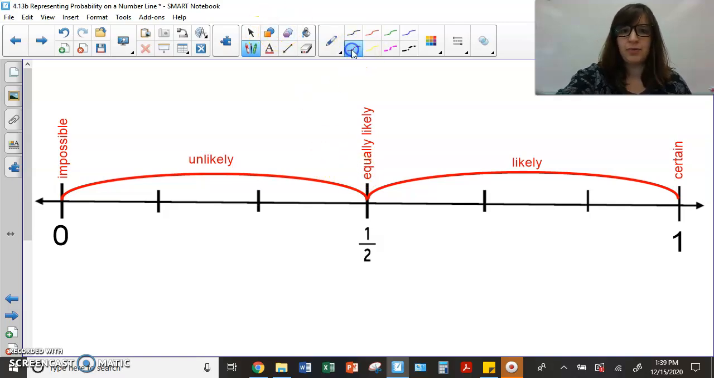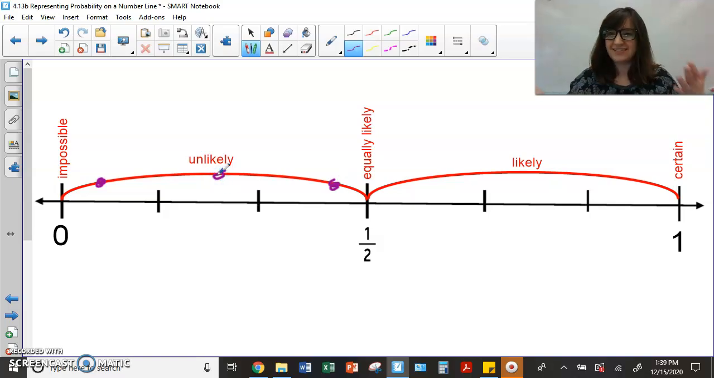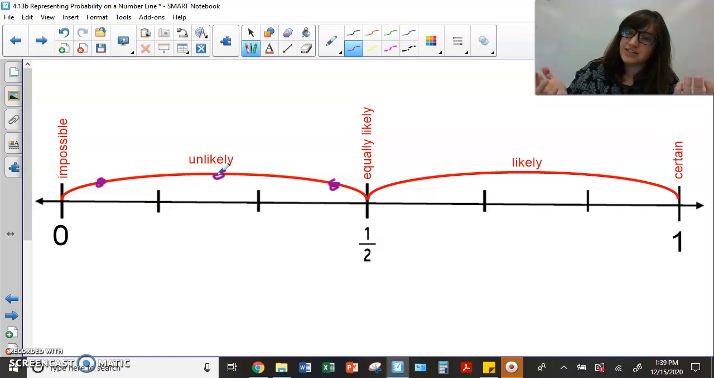Sometimes you might have a point on the line, right? It might be right here. That might represent something that is really unlikely. It's almost impossible, but there's a small chance. Or you might have something over here that is almost an equal chance of it happening, but it's still less than that, so it's unlikely. Or you could have something right in the middle here that's just kind of unlikely. There's a little chance it could happen, a lot of chance it won't.